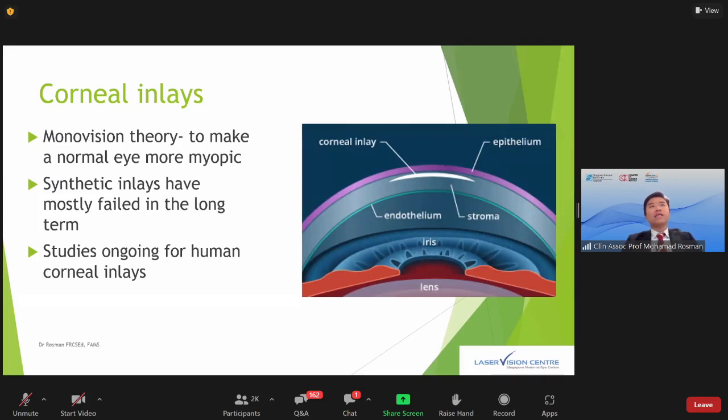Corneal inlays. In general, we can put inlays, which are a layer of material in the cornea, to allow the cornea to see near. But a lot of the synthetic inlays have failed in the long term. Currently, we are performing studies on human inlays, I mean donor corneas, to see whether it helps to see near. You must understand that it works almost like monovision because it allows you to see near, but when you're looking far, you may not be able to see that well with that particular eye. These are still undergoing trials.